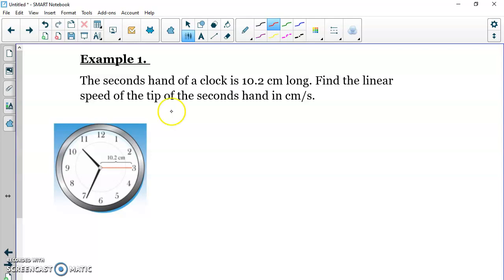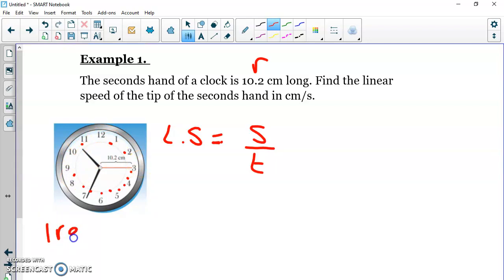So linear speed is arc length over time. So we have to find the arc length. They gave us the radius, and we need to find theta. Well, we have to use a real world example for this. So this seconds hand ticks around all the way around a circle. So that is making one full revolution. So one revolution in 60 seconds, because they said seconds here.